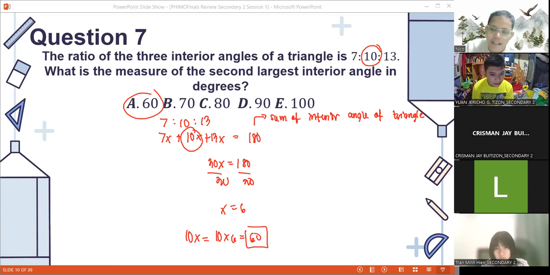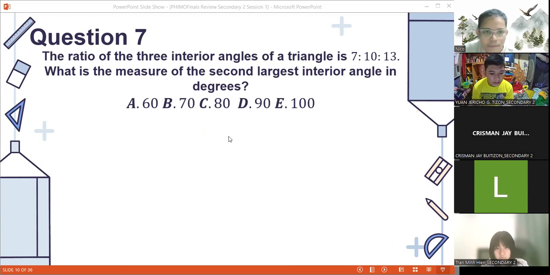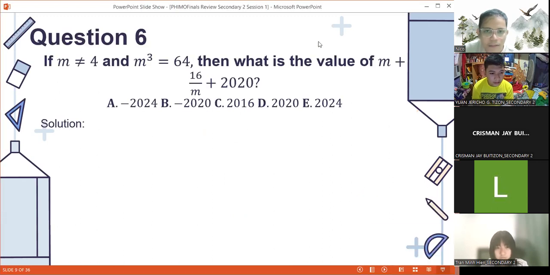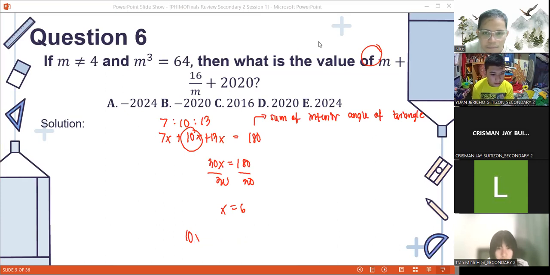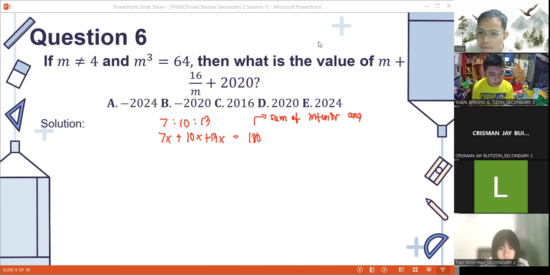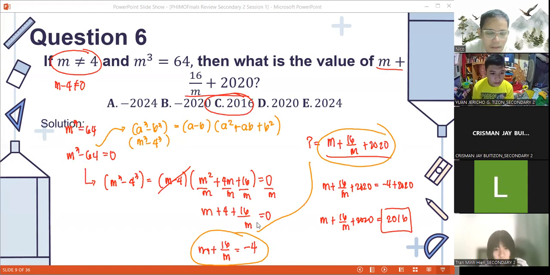No, you can just simply cancel it. Because, okay, let's go back to that previous question. I hope you're done with number 7. So what's my solution earlier? Look at this one. Say, for example, I will use color blue. m here is not equal to 4. So m minus 4 is not equal to 0, right?